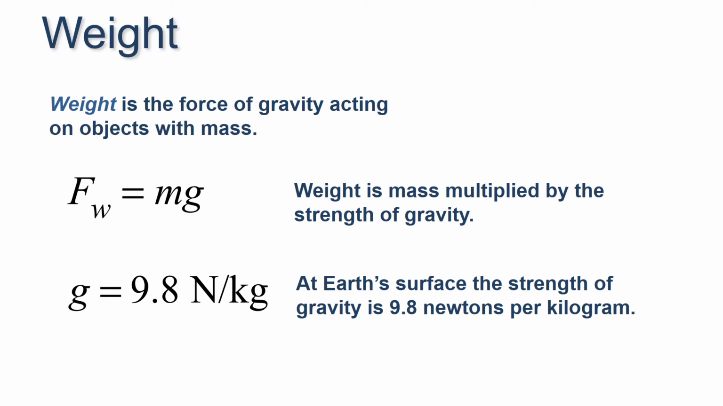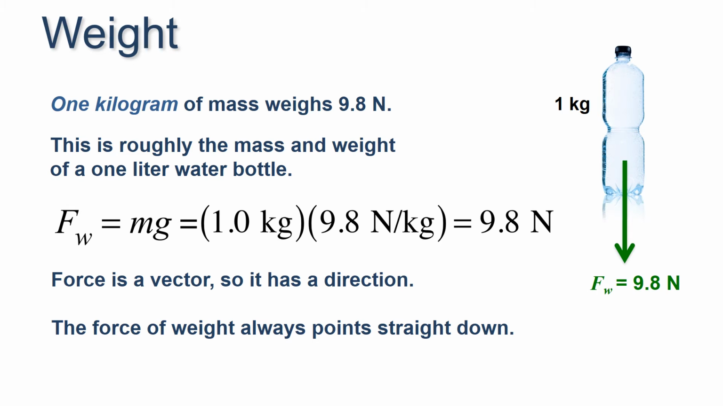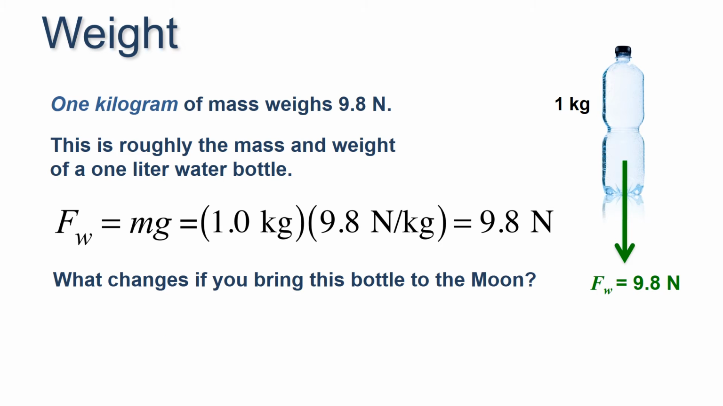Weight is the force of gravity acting on objects with mass. So the equation, the force of weight is mass times g, or the strength of gravity. And the strength of gravity on Earth is 9.8 newtons per kilogram. 1 kilogram of mass weighs 9.8 newtons, as shown here through this mathematical calculation. Force is a vector, so it has a direction pointing straight down towards the center of the Earth.